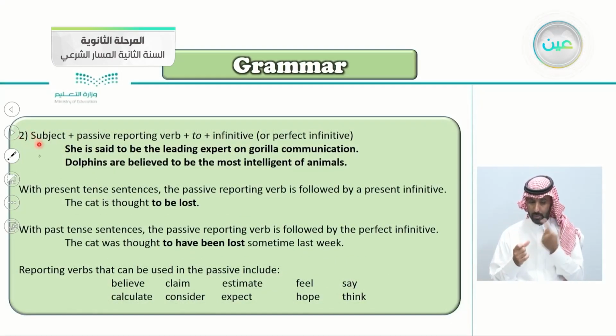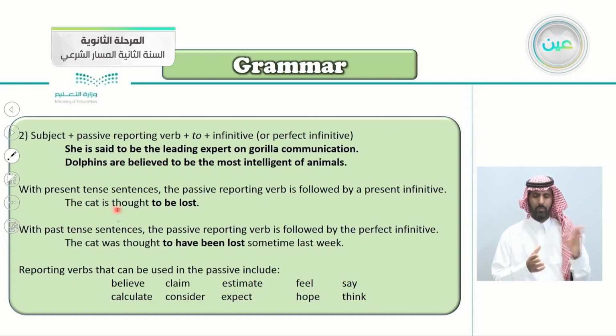The second part here, you begin with the subject, then the passive reporting verb, then to, then you write the infinitive or the perfect infinitive. For example, the subject here is she or dolphins. She is, the dolphins are. And the passive reporting verb here is said or believed. So she is said to be the leading expert on guerrilla communication, or dolphins are believed to be the most intelligent of animals. With present tense sentences, the passive reporting verb is followed by a present infinitive.